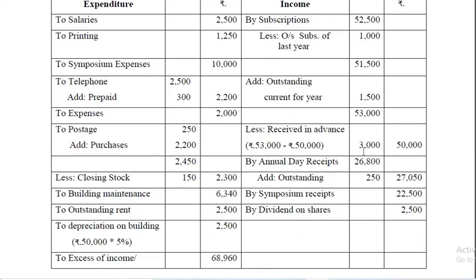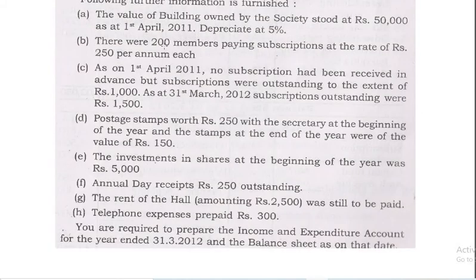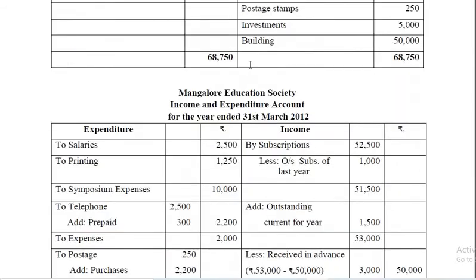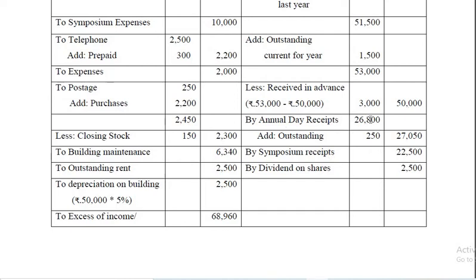But for current year subscription is just 50,000 because 200 members at the rate of 250 per member. Therefore that comes to 50,000. So you have got 53,000, whereas what is receivable for the year is 50,000. So remaining amount is nothing but subscription received in advance for 2012-13. So this is the amount you have ascertained or calculated. So net value is 50,000. Annual day subscription 26,800. Add outstanding. This much is the value.